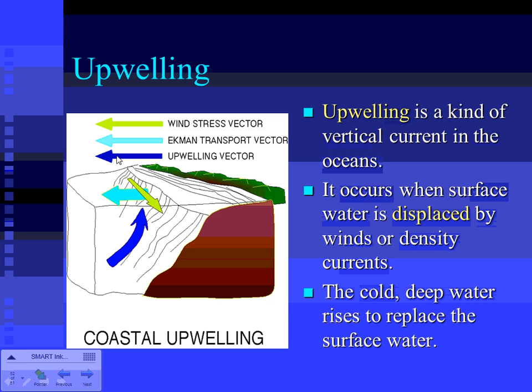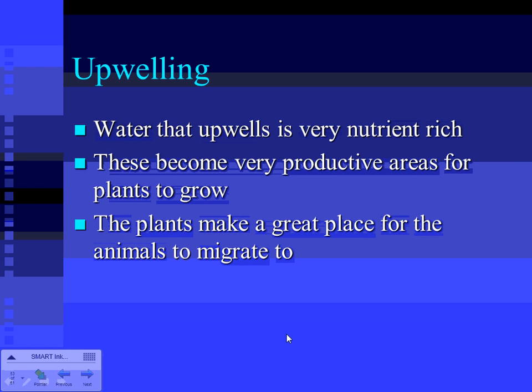So if you think about it, the wind is going to blow, pushing the water on the surface out of the way, which leaves room for this cold, deep water to rise up to the surface. Water that upwells is very nutrient rich. These become very productive areas for plants to grow. The plants make a great place for animals to migrate. And we're actually going to discuss how upwelling off the coast of Peru attracts a whole bunch of life at the time when the upwelling occurs during the year.